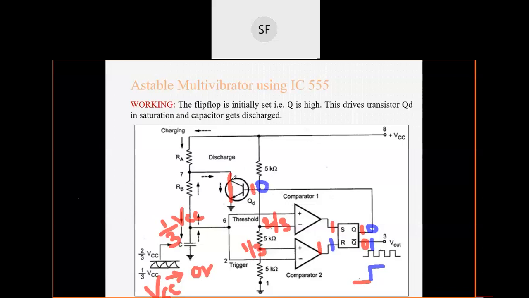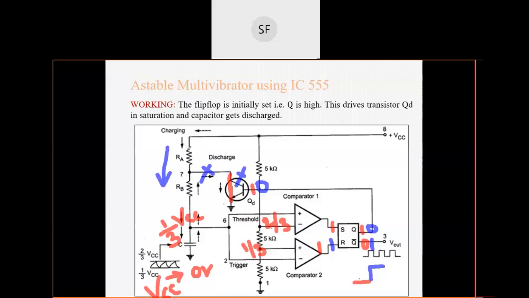Since it will become 0, your transistor will act as an open circuit now, because it will be in cutoff. So in an open circuit there will not be any current flowing through this transistor. Whatever current was flowing in this direction from VCC to ground, since there is no path here, the only path for the current to flow from VCC to ground will be like this.